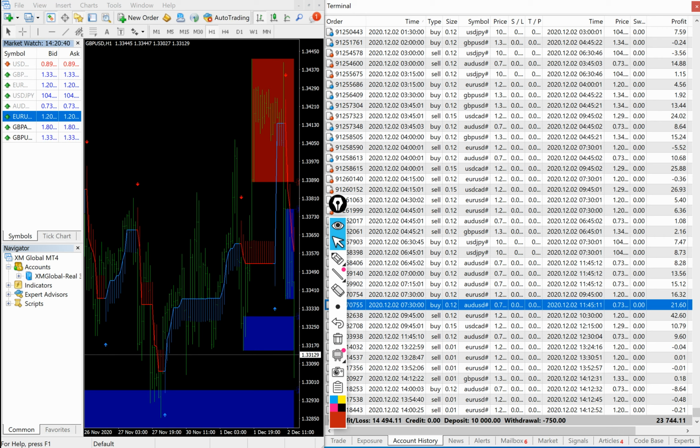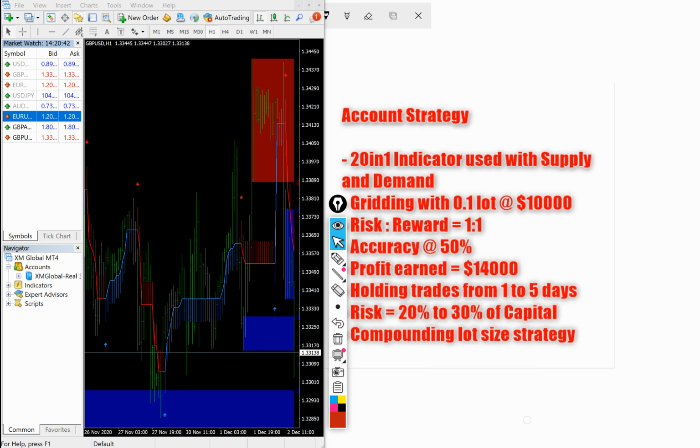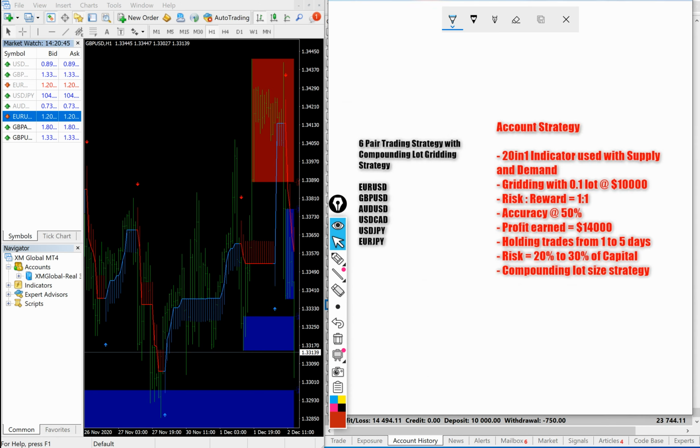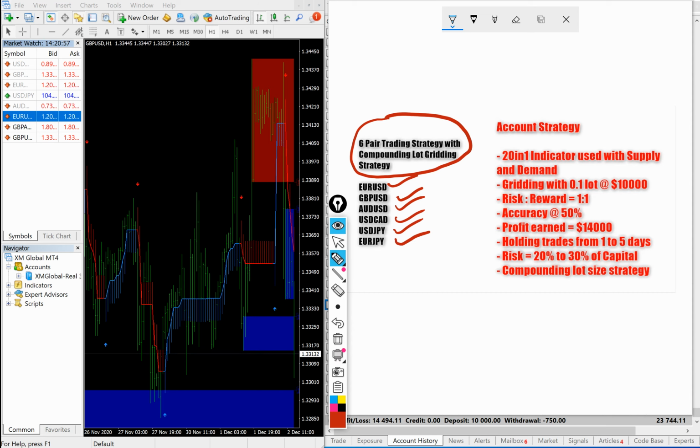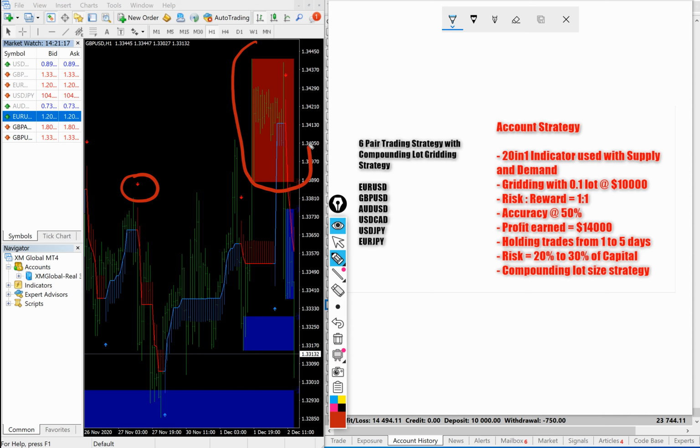Now I'll explain the strategy which is being used on this account. Here you can see that 6 trading pairs are being traded on this account: EUR/USD, GBP/USD, AUD/USD, USD/CAD, USD/JPY and EUR/JPY. Out of the 6 trading pairs, 5 are major pairs which have volatility and are the most liquid pairs. We are using our multiple-in-one or 20-in-one trend indicator, and our supply and demand indicator to trade on this account.